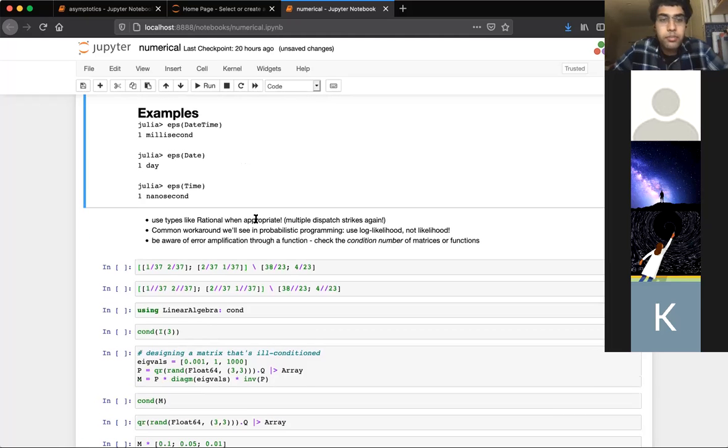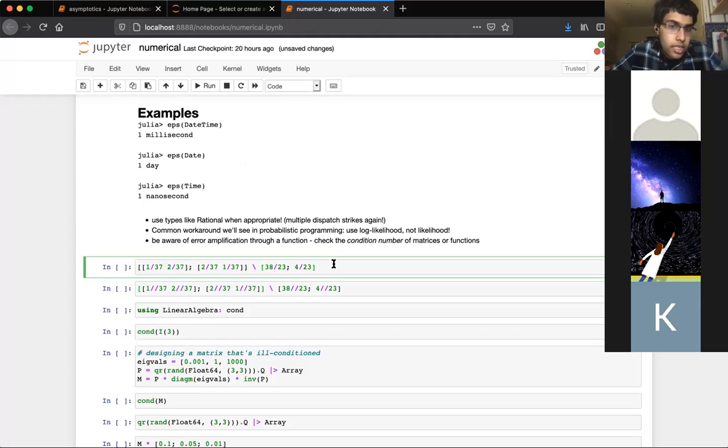Okay, so in the last few minutes, what can we do about this? There's a variety of strategies, mostly just be aware that it can happen. But one that comes up for me personally a lot is using types like rational. Multiple dispatch is a great thing for many reasons, including this one.